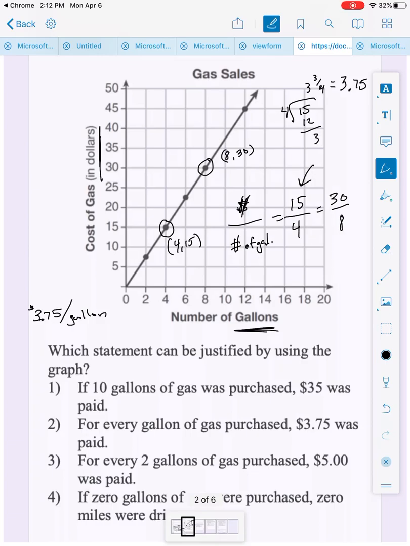Now, that's expensive gas. Right now, gas is like closing in on the $2 mark. It's been going down because nobody's driving a car. $3.75 is very, very expensive gas. Now, let's get to our answers.